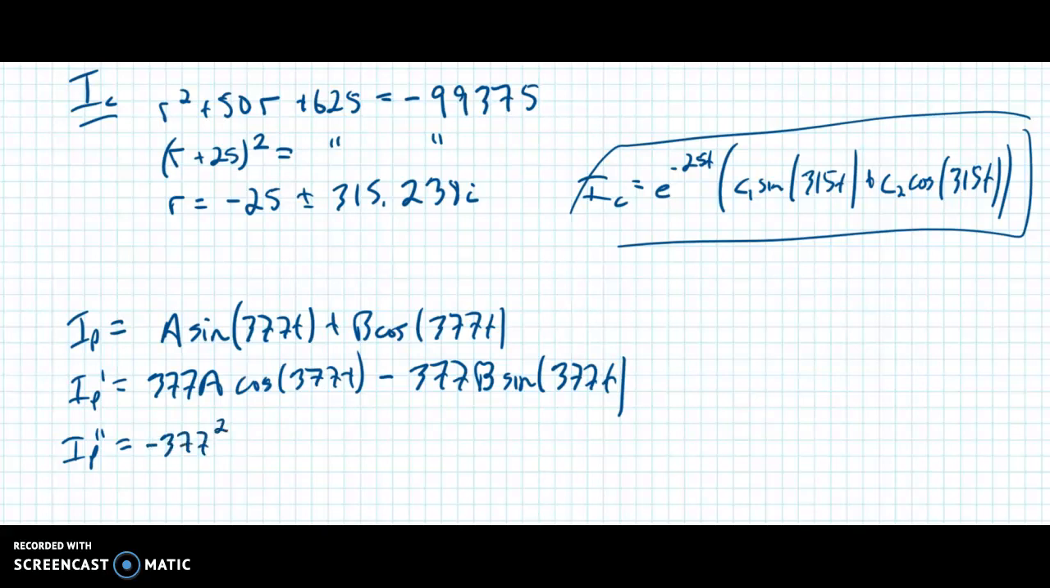I'm not going to do that in my calculator, because I'm going to put it in my calculator and RREF it eventually. So A, and then sine of 377t, and then this guy's negative, same squared, B, but now a cosine of 377t. Okay, so now I need to fit it to the equation.